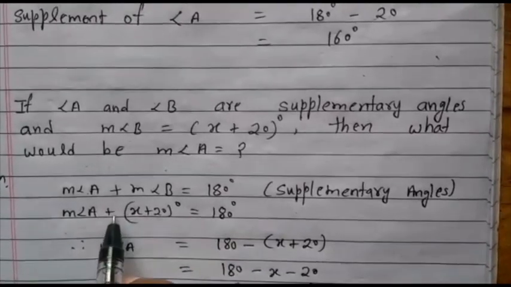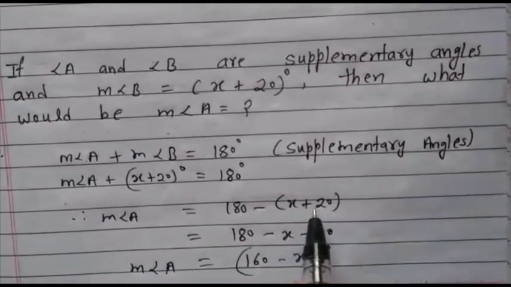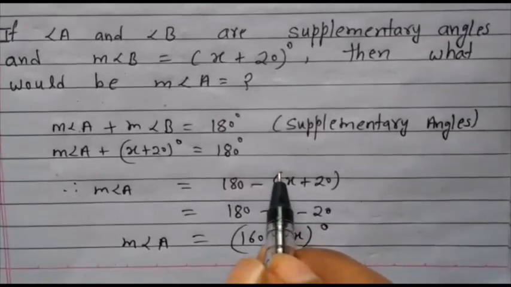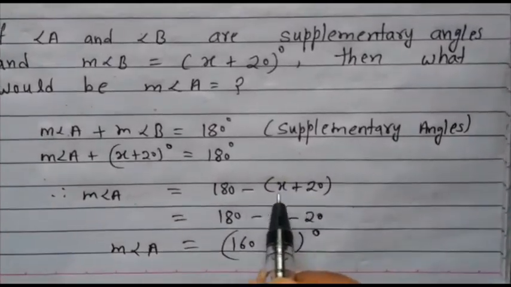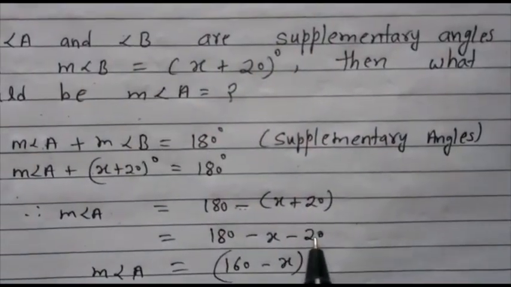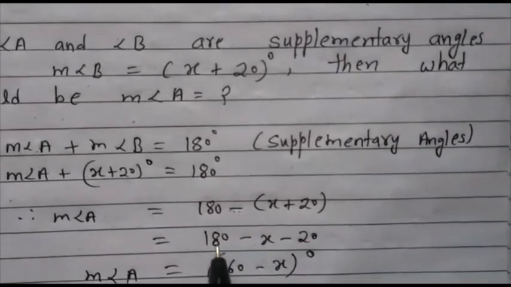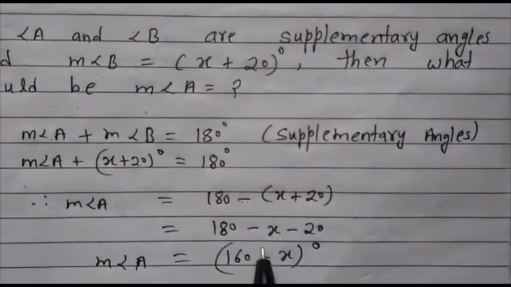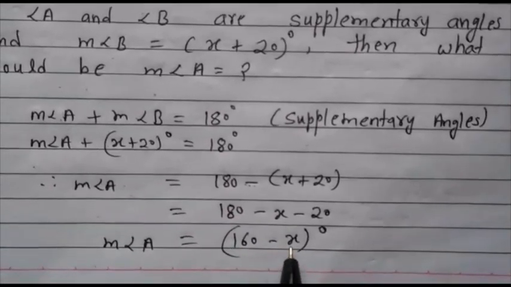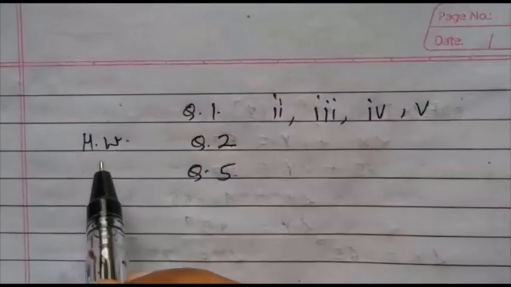Now here is a plus sign, so on the right hand side it becomes a minus sign. Write down in the bracket X plus 20. Minus sign: if you have to put inside the bracket, all the signs will change. So here, minus X. Here, minus 20. 180 minus 20, this is a number, so subtract from the number. 180 minus 20 is 160. And this is the minus X. So measure of angle A, what we got? 160 minus X degrees.